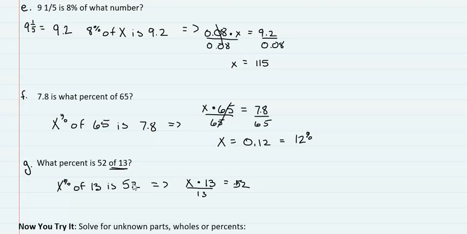So I'm going to divide both sides by 13, and I get X equals 52 divided by 13 is 4. So now what do you do with 4? It's supposed to be a percent. So remember, you're going to move the decimal place over 2 places, put zeros in there, and stick your percent sign on. So you get 400%, which makes sense. 52 is 4 times 13, so it's 400%.